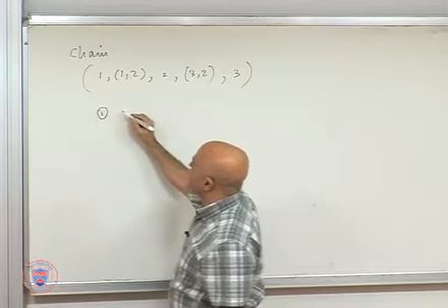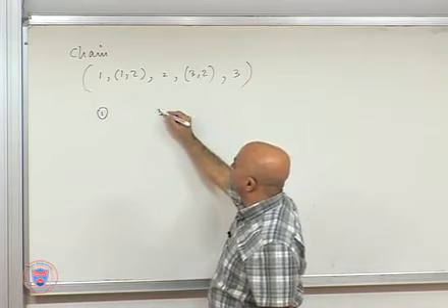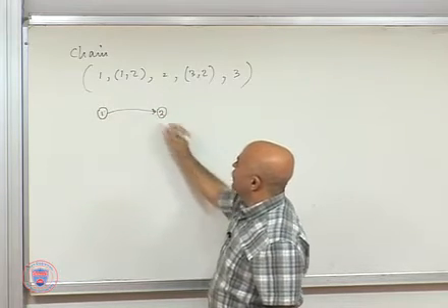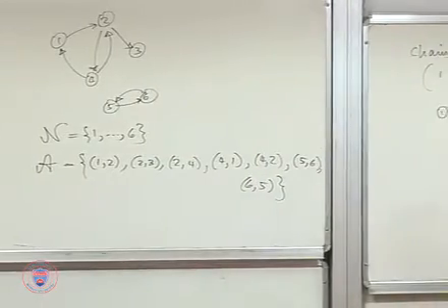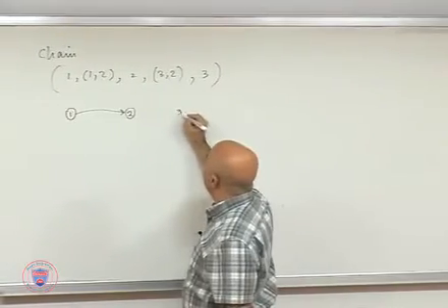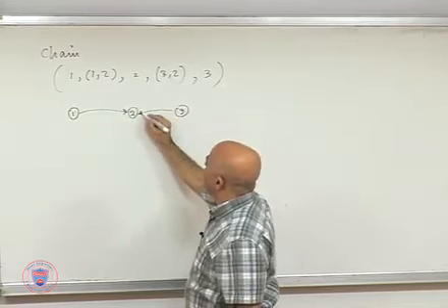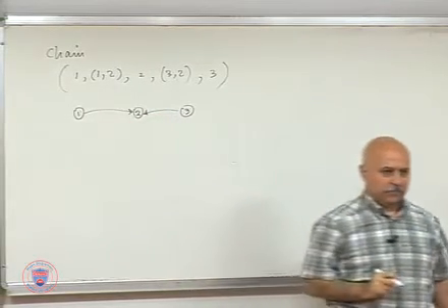which begins at node 1, and then the next node is 2. There's an arc 1, 2 here. I'm looking at this example. Okay? And then you have node 3. You've got this. So this is a chain.